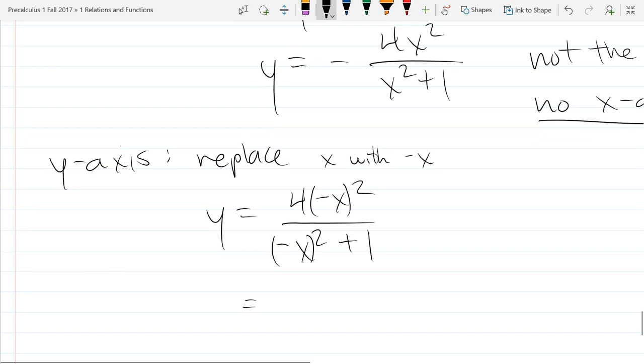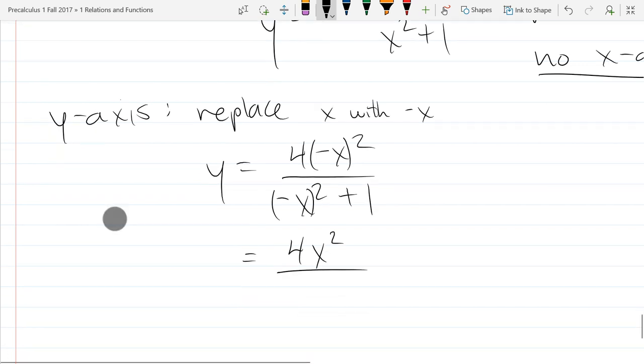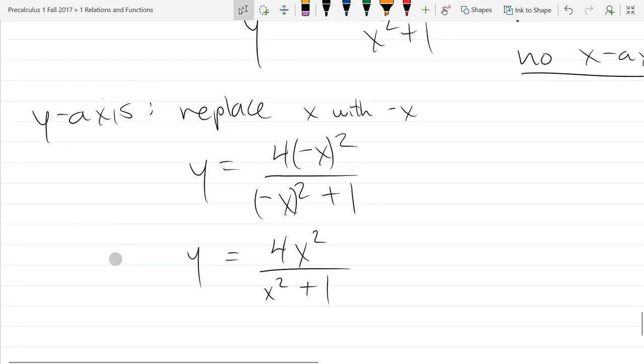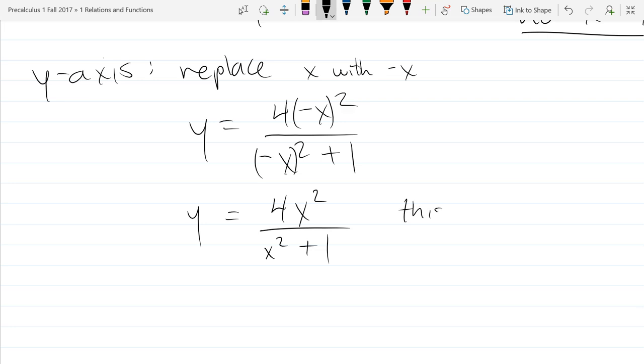All right, so let's go ahead and simplify this. Negative x times negative x is just positive x squared. So that'll take care of that negative sign. And down below, same thing happens. We have a negative x squared, which is the same as regular x squared. Since both of the x's were raised to an even power, the negative doesn't have any effect on them. So this is our original equation here. So we do get y-axis symmetry.